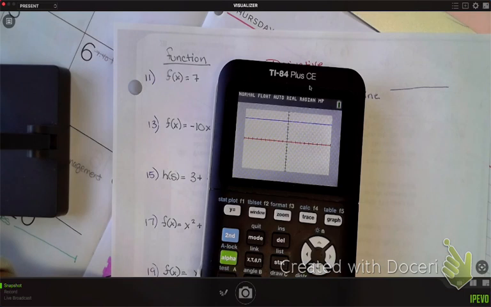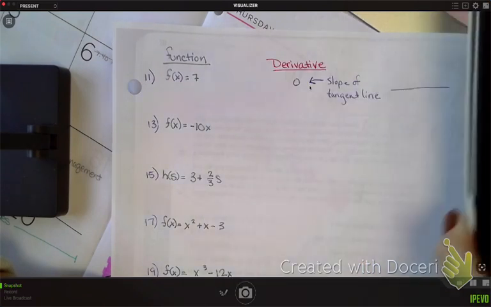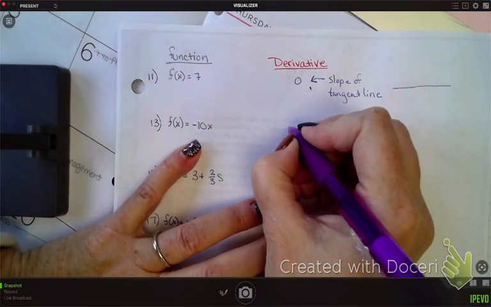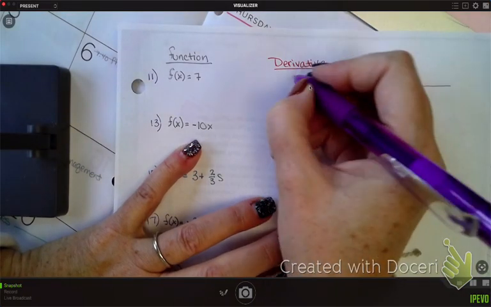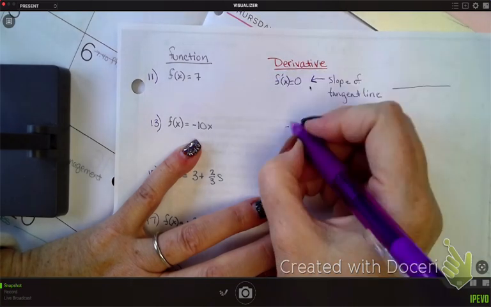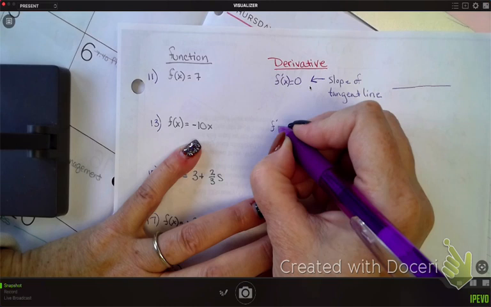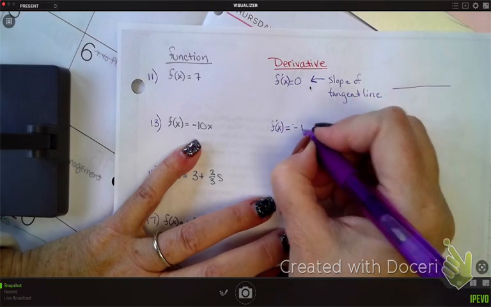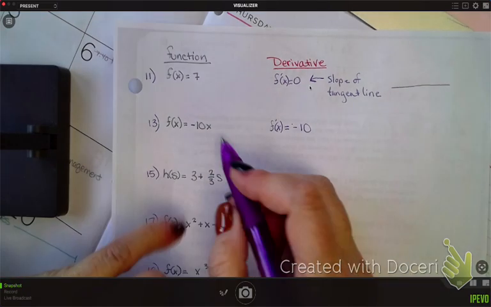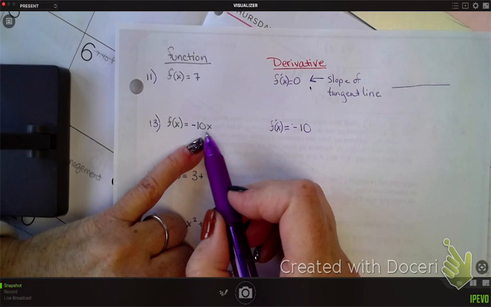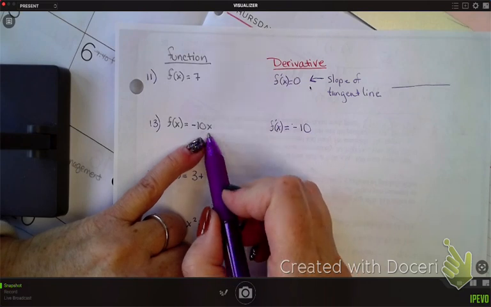Okay. So now, the derivative on 13 was negative 10. Now this is f prime of x, right? Derivative. And this is f of x, so I have f prime. That's how I write derivative. And this one was negative 10. So this line right here is a linear line that goes through 0 with a slope of negative 10. Correct? Negative 10x, that's what it is.